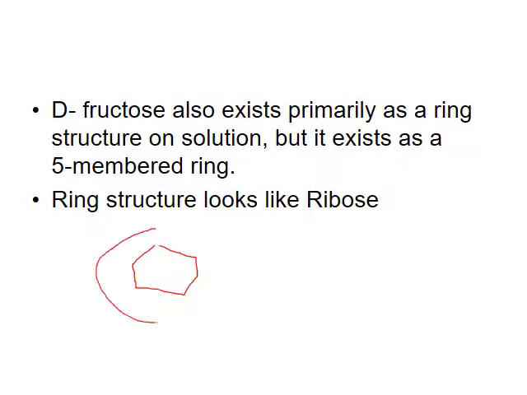So for galactose and glucose, we saw they had 6 ring structures. But remember, the carbons went 1, 2, 3, 4, 5, 6. Okay, the oxygen is not part of it. What we're going to see here for fructose, it's going to be a 5 ring structure. So fructose 5.